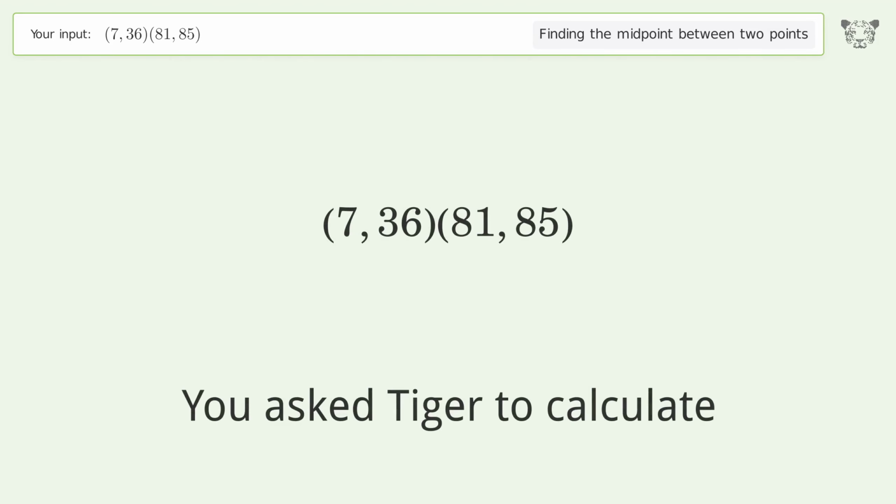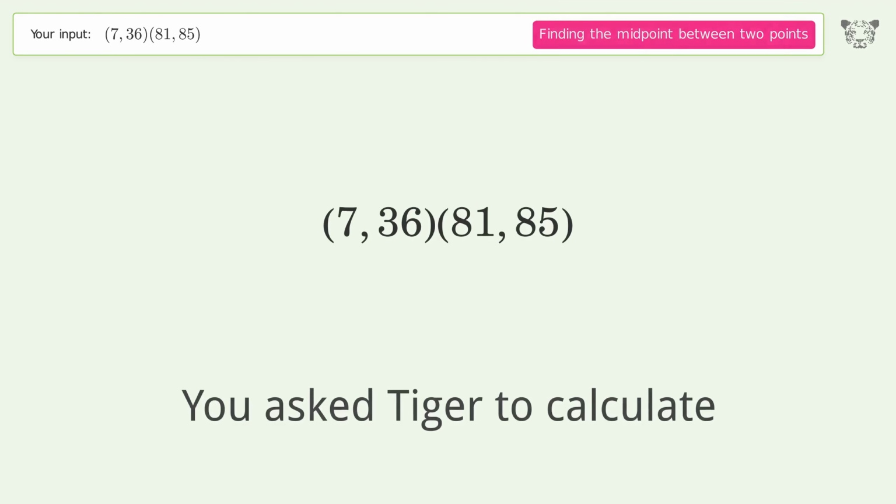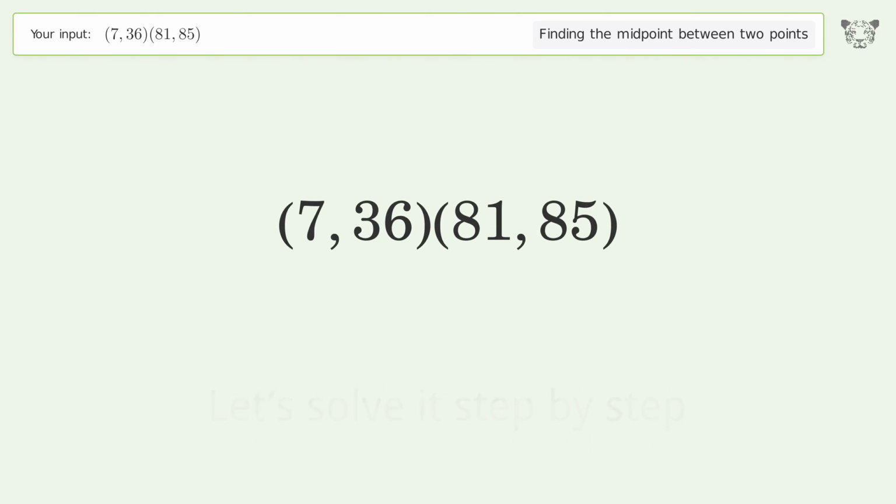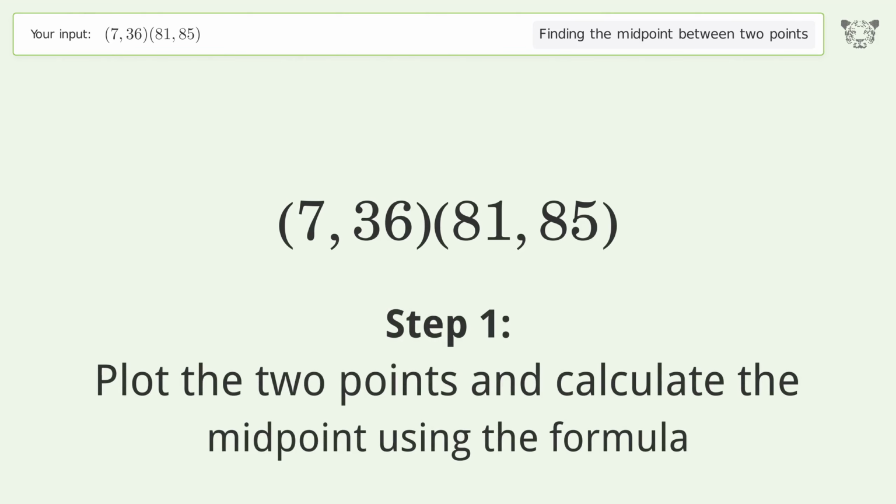You ask Tiger to calculate. This deals with finding the midpoint between 2 points. The midpoint between the 2 points is 44, 60.5. Let's solve it step by step. Plot the 2 points and calculate the midpoint using the formula.